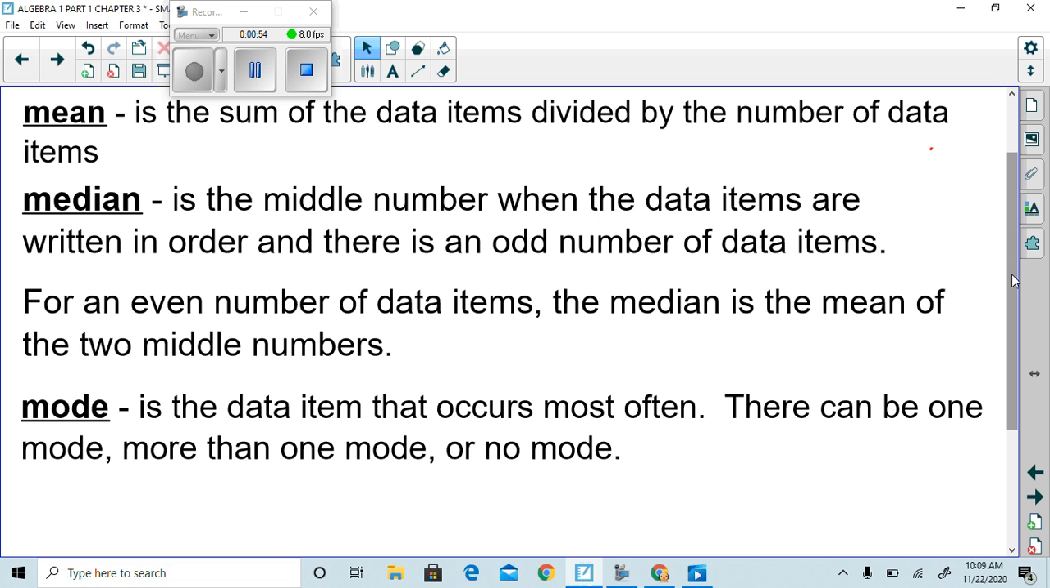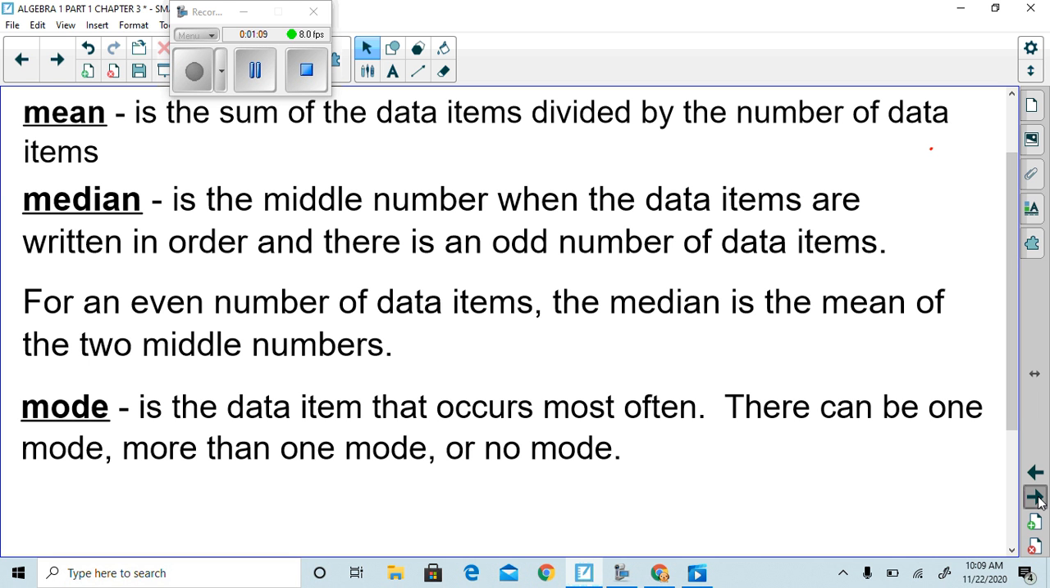Mode is a number that appears the most. If there is a number in the data that is repeated, we will refer to that as the mode. There could be one mode, there could be more than one mode, or there could be none at all.